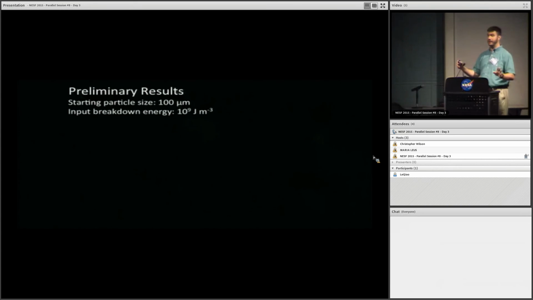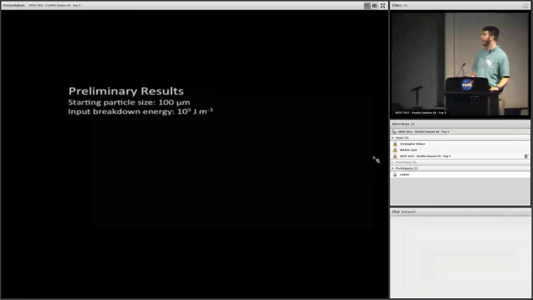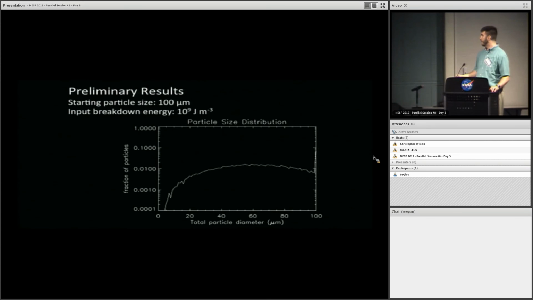So these are just real preliminary results, so take it with a grain of salt. Starting particle size, all of them were 100 microns on a side. The input breakdown energy was 10^9 joules per meter cubed. And this is what we have. So let's see, on the x-axis, you've got from 0 to 100 microns on a side, and then the fraction of particles.